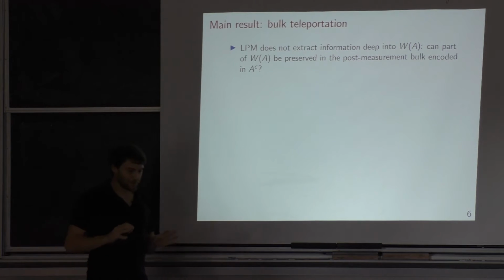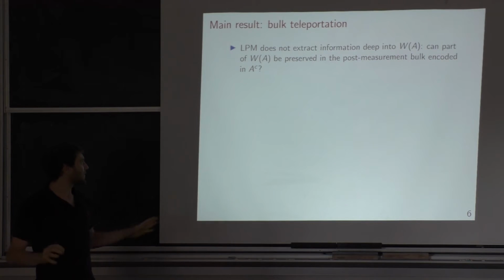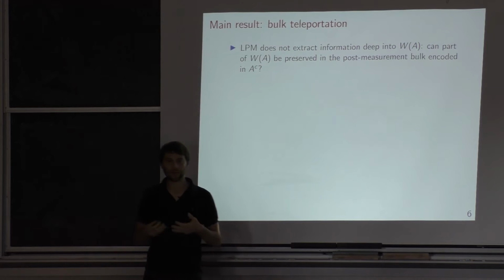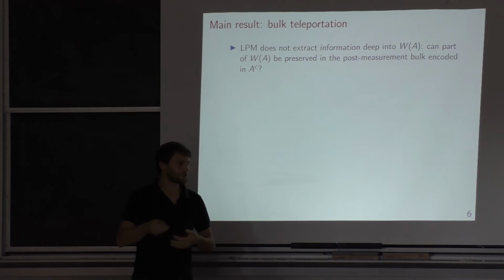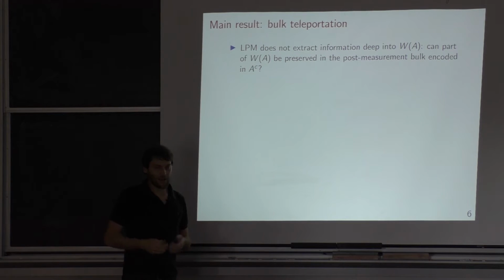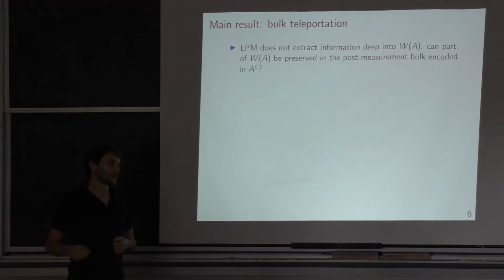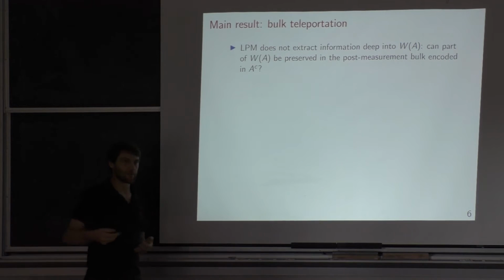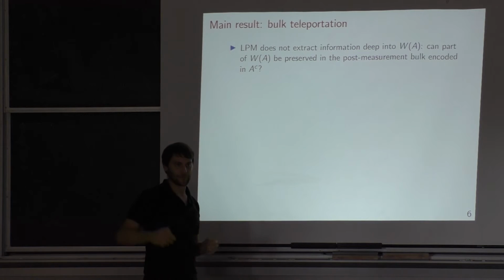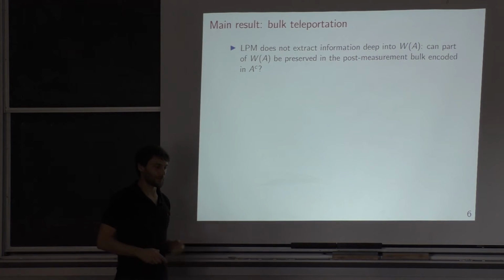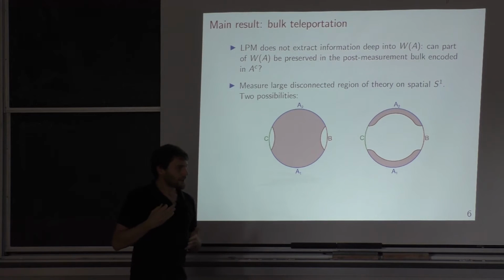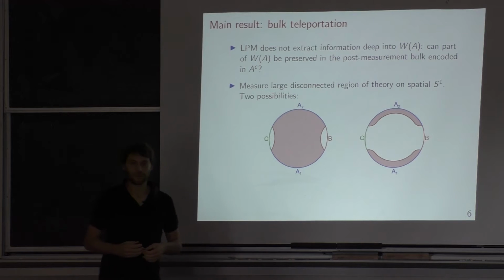Now, before going to the specific setups that we have, the main result is that we saw that this local projective measurement clearly doesn't extract all the information deep into the entanglement wedge, because it's a local measurement. But then one can ask how much of the entanglement wedge of A is preserved in the post-measurement bulk, which will clearly be dual to only the unmeasured part, AC, so the complementary region. So we have two possibilities.